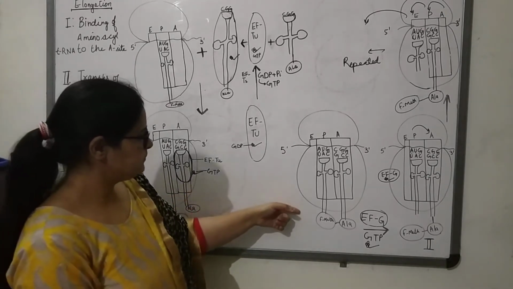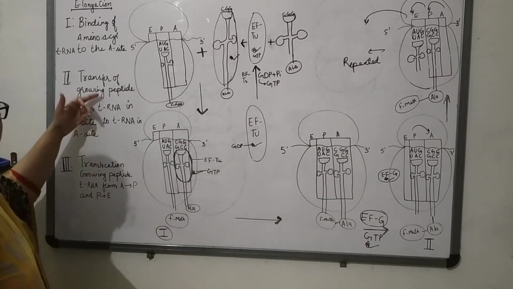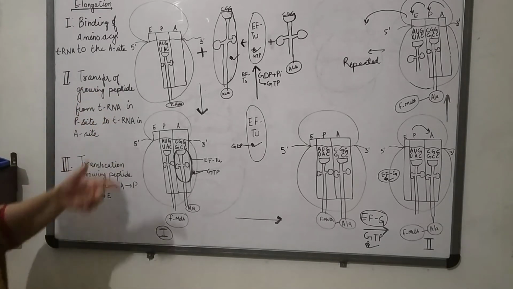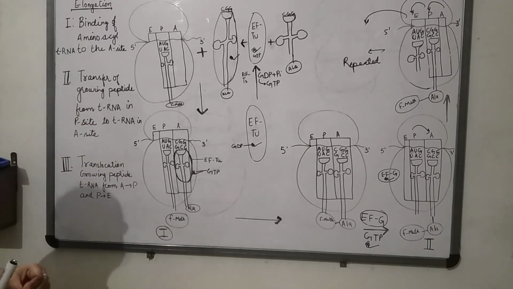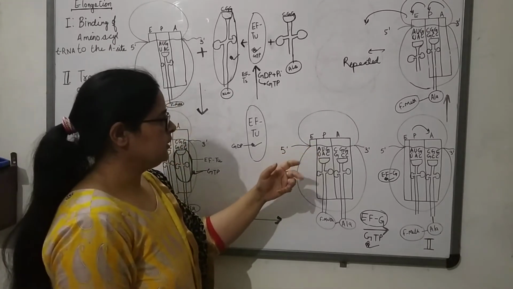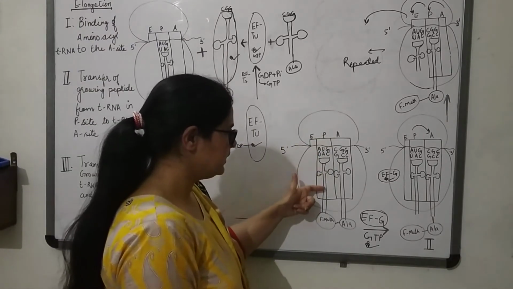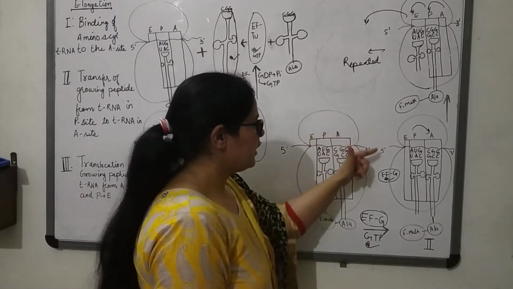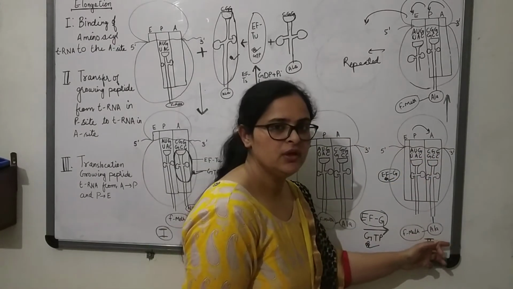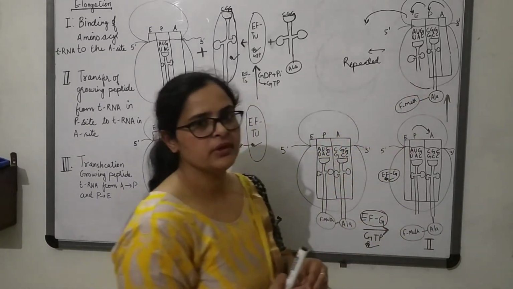According to step 2, there should be a transfer of the growing peptide from the tRNA in the P site to the tRNA in the A site. Means whatever material is present in the P is transferred to the A. So there should be a polypeptide chain synthesizing like this. Okay, then in the third step there should be a translocation.